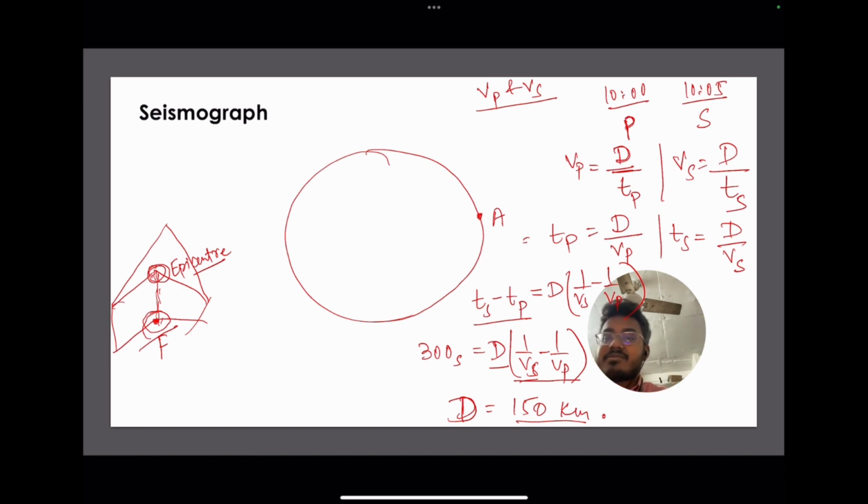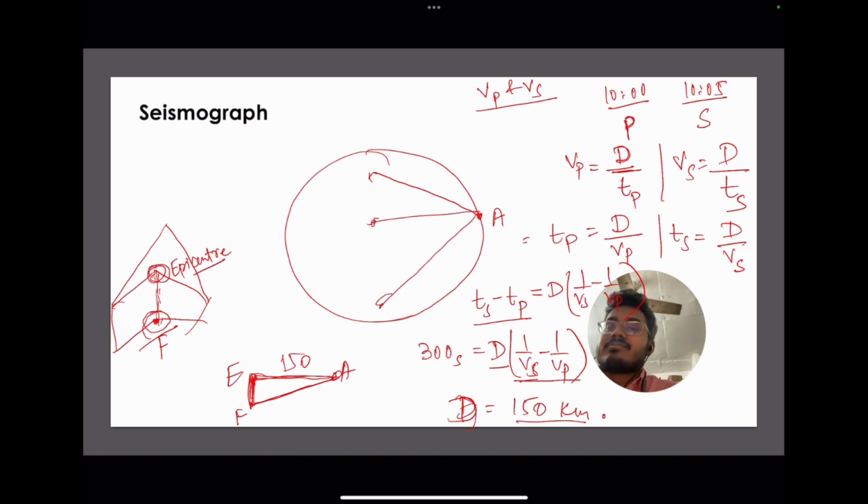So these adjustments can be made. Like if a triangle is formed, this is the focus, this is the epicenter, and this is the seismometer. So for simplicity, let's say that the distance between the epicenter and A comes out to be 150. But we do not know in which direction the epicenter is: in this direction, in this direction, or in this direction.